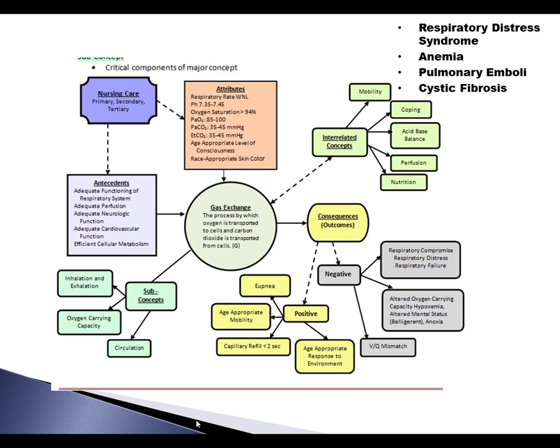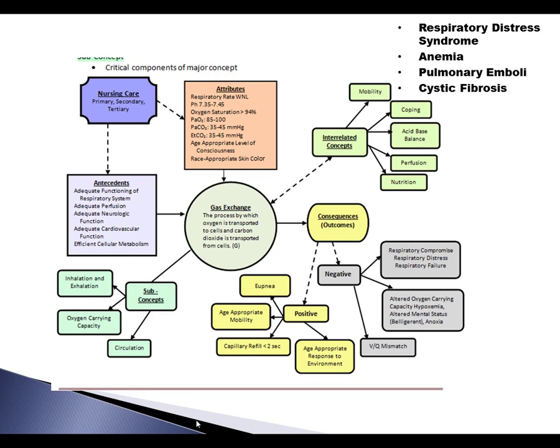We're also going to look at skin color and is it appropriate for this person to be that color? And then we're going to look at the antecedents, which is, what is adequate functioning of the respiratory system? If I'm breathing right, am I perfusing everything? Are those red blood cells carrying my oxygen to those tissues? Is my heart moving those red blood cells around adequately? Is the oxygen I'm breathing into my lungs actually getting exchanged with the carbon dioxide? Does this patient have adequate neurological function, and does the patient have efficient cellular metabolism?